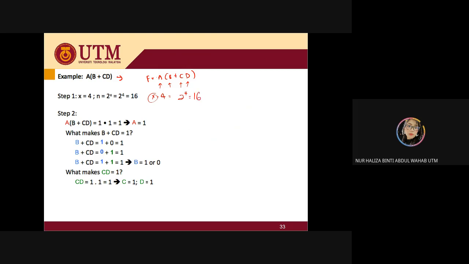We're going to draw it as A, B, C, D, with 0 0 0 0, 0 0 0 1, 0 0 1 0, 0 0 1 1, 0 1 0 0, 0 1 0 1, 0 1 1 0, 0 1 1 1, 1 0 0 0, 1 0 0 1, 1 0 1 0, 1 0 1 1, 1 1 0 0, 1 1 0 1, 1 1 1 0. Lastly 1 1 1 1. All together you should get 16 possibilities of the combination, and normally you do it one by one.